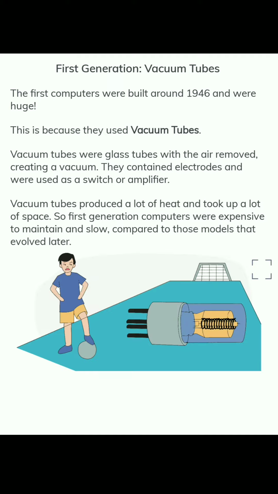This is because they used vacuum tubes. Vacuum tubes were glass tubes with the air removed, creating a vacuum. They contained electrodes and were used as a switch or amplifier. Vacuum tubes produced a lot of heat and took up a lot of space. So first-generation computers were expensive to maintain and slow, compared to those models that evolved later.